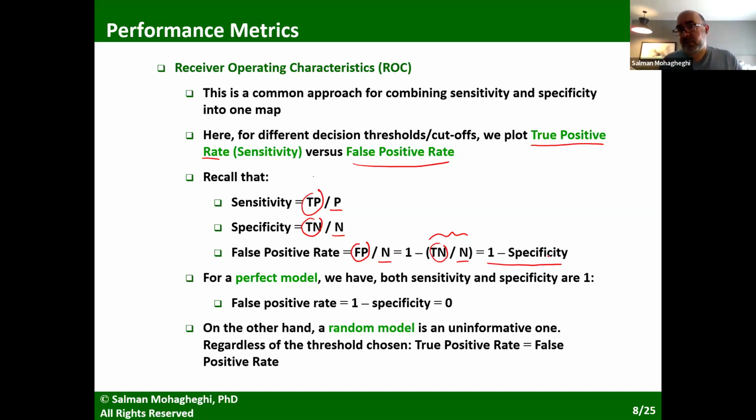On the other hand, imagine you have a random model. A random model basically is, a new data instance comes in, you toss a coin. If it's heads, you say this is positive. If it's tails, you say this is negative. So it doesn't really do anything. It's not an informative model. In a situation like this, it doesn't really matter what threshold you have. Your true positive rate is always going to be equal to your false positive rate because you're tossing a coin, assuming the coin is fair, both of them are going to be equal.